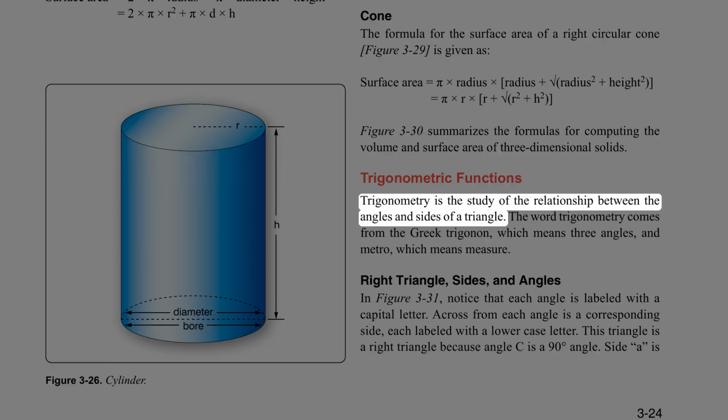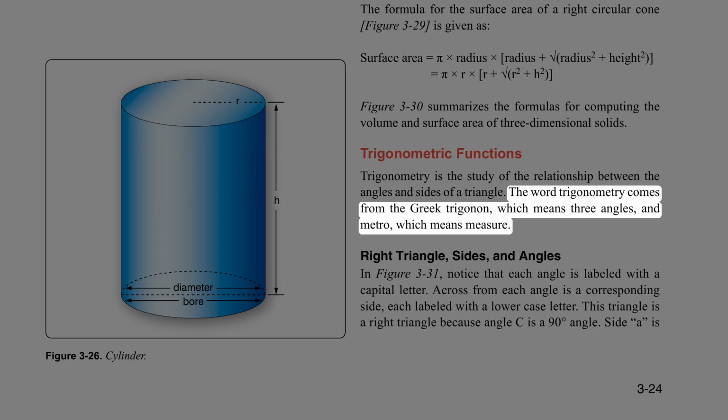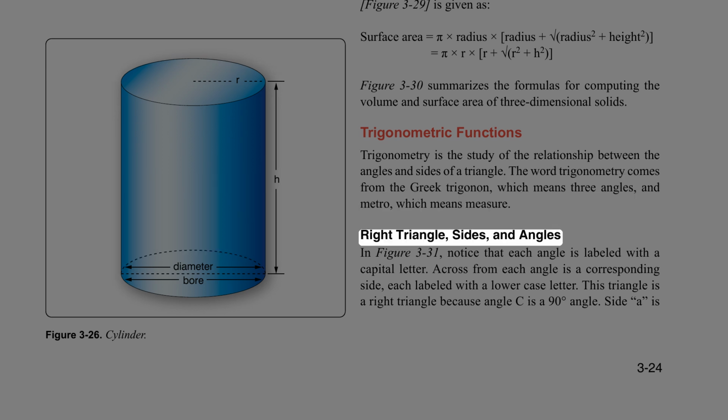Trigonometric functions. Trigonometry is the study of the relationship between the angles and sides of a triangle. The word trigonometry comes from the Greek trigonon, which means three angles, and metron, which means measure. Right triangle, sides, and angles.